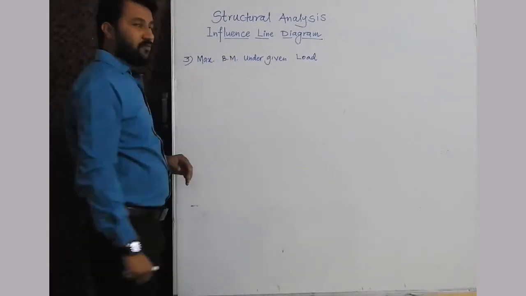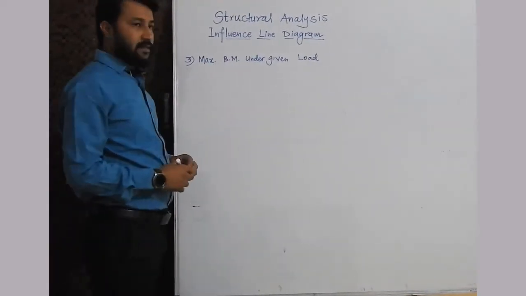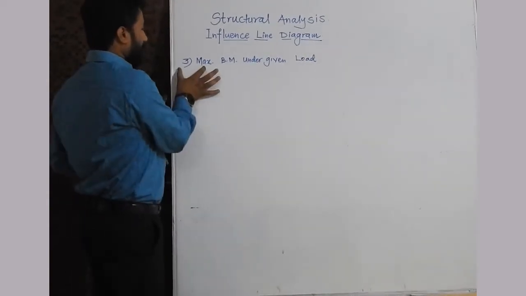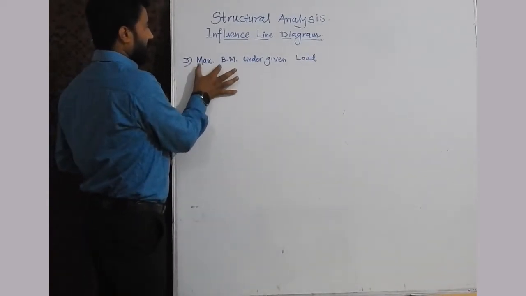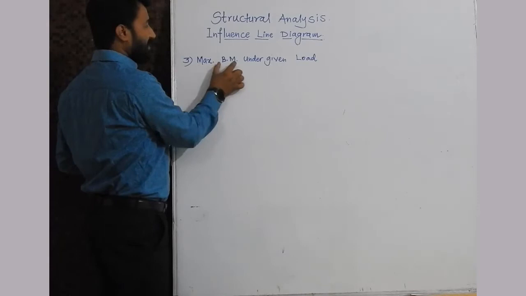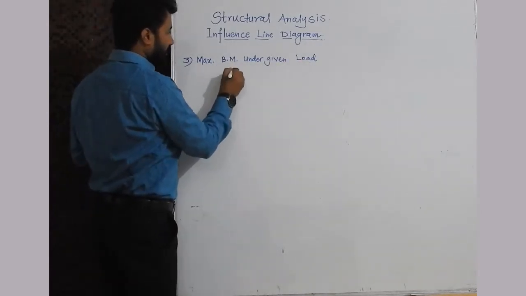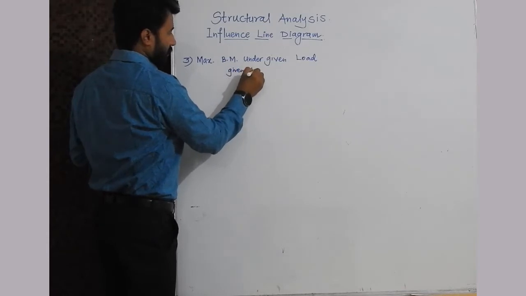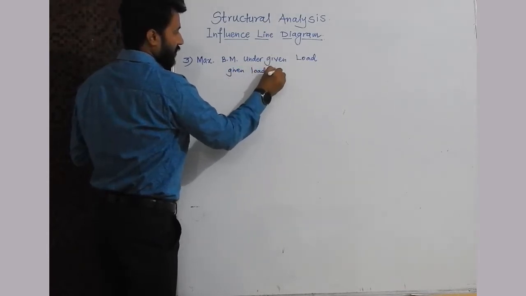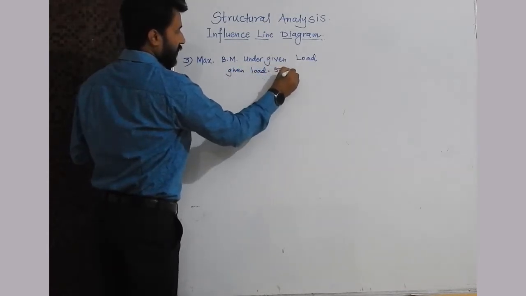We are looking into influence line diagram and we are starting the third topic of influence line diagram today, that is maximum bending moment under given load. And the given load in the numerical is 50 kilonewton.